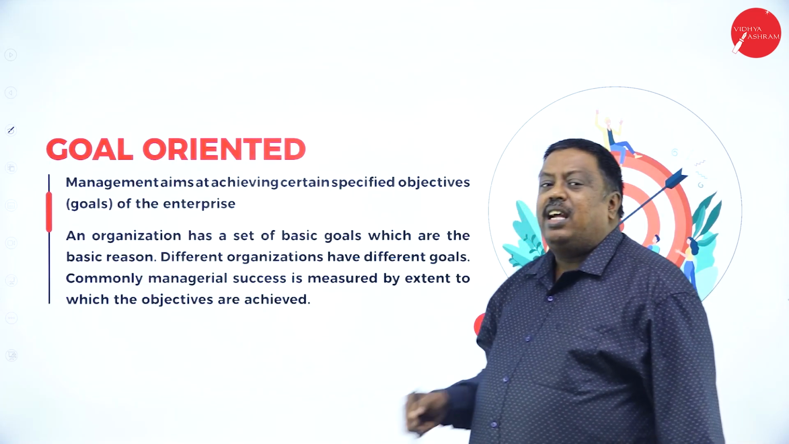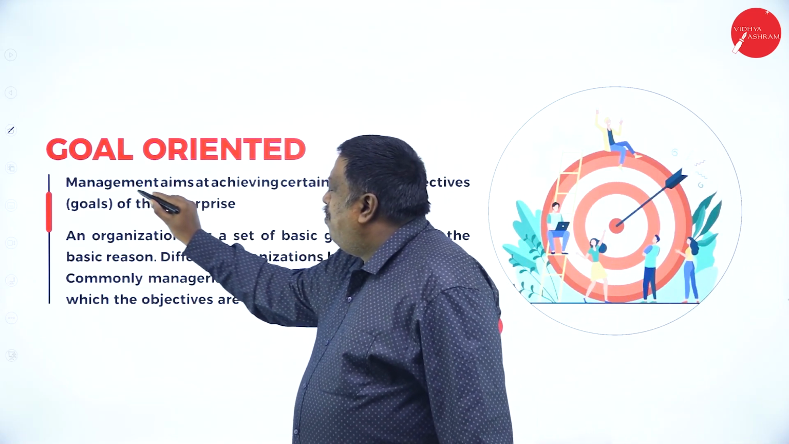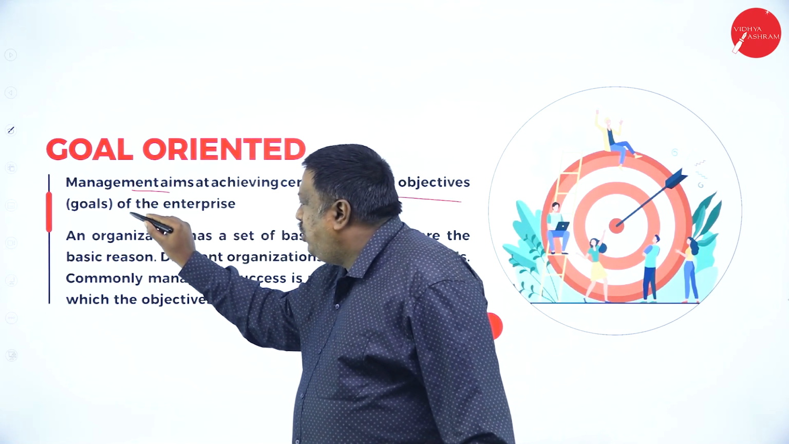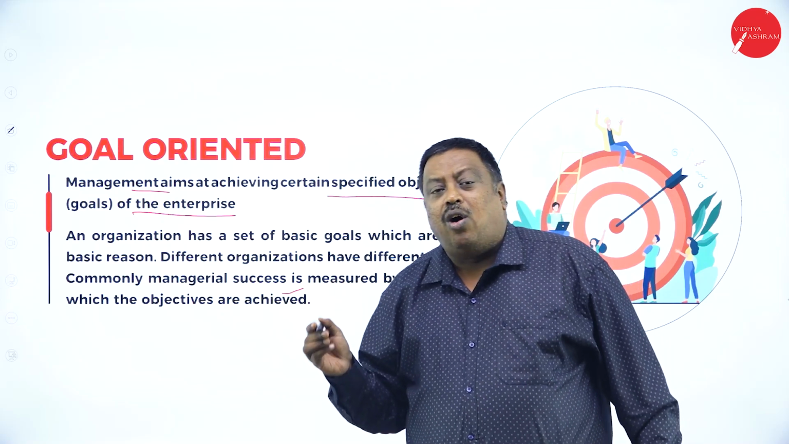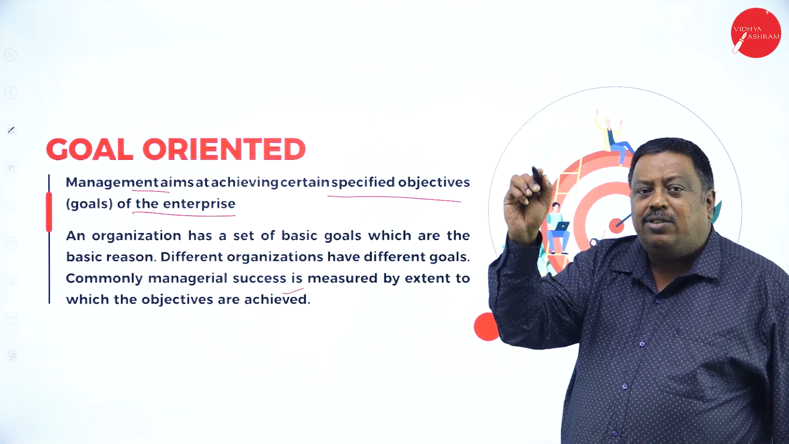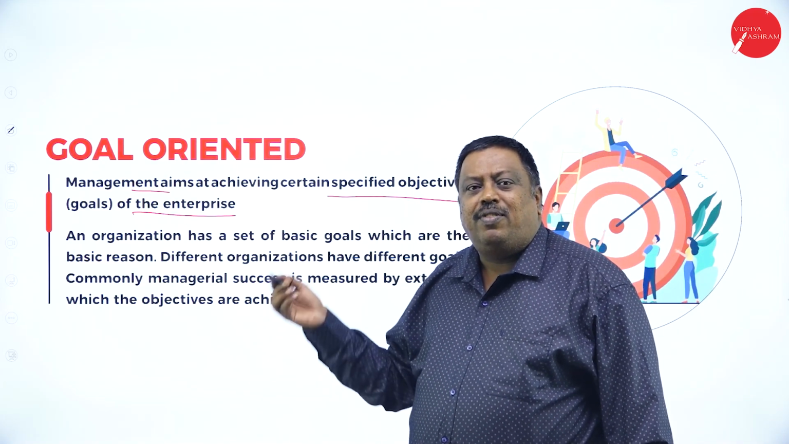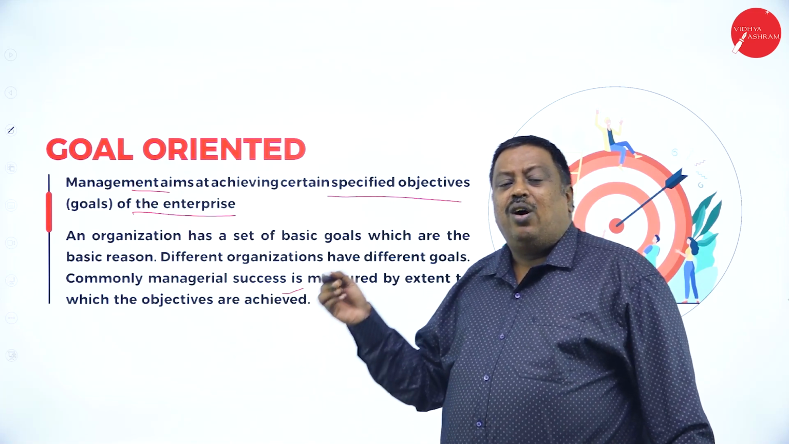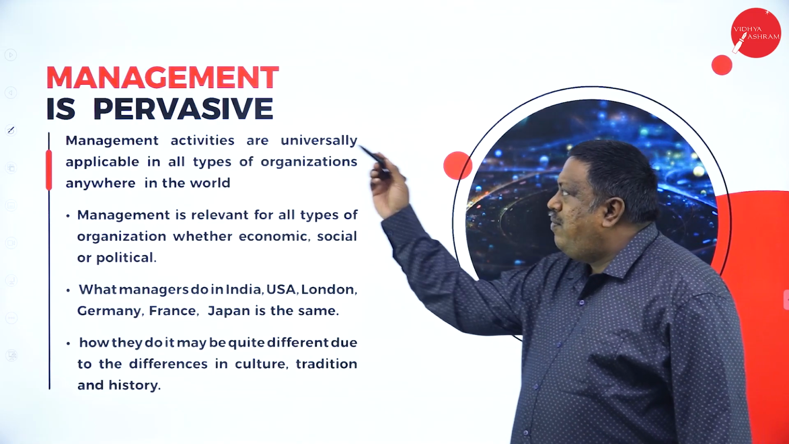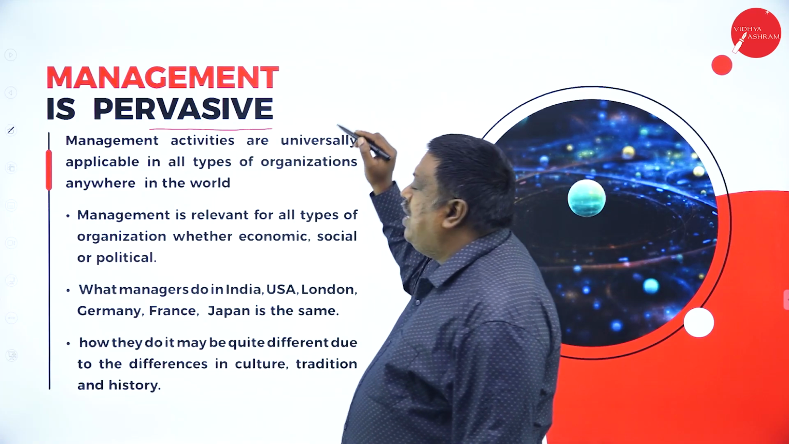The first one, goal-oriented. Management always aims at achieving certain specified objectives of the enterprise. It means it has already predetermined certain objectives, and to reach those objectives, it takes the support of the employees or the people of the organization. That is why management is always called goal-oriented. The second one, management is pervasive. Pervasive is nothing but universal.